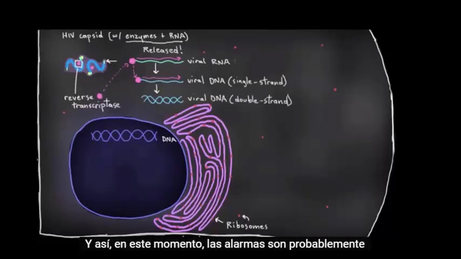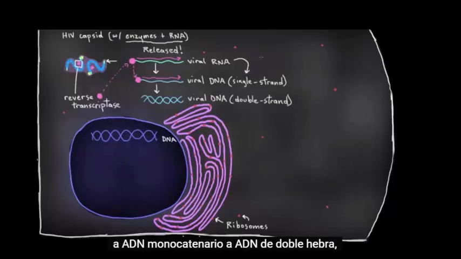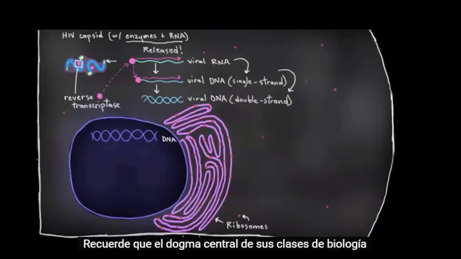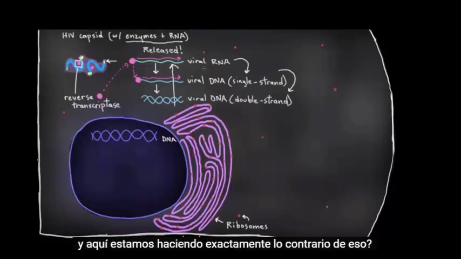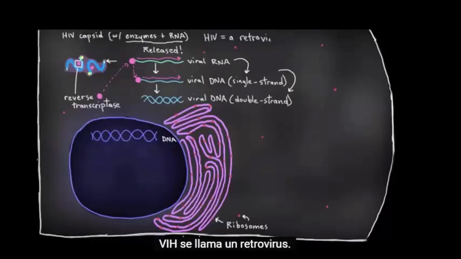And so right now, alarm bells are probably rightfully ringing in your head, right? We just went from single-stranded RNA to single-stranded DNA to double-stranded DNA. That's not supposed to happen. Remember the central dogma from your biology classes that said we go from DNA to RNA to proteins? And here we are doing the exact opposite of that? Well, that's exactly what's happening. We are doing the opposite, and that's why HIV is called a retrovirus.